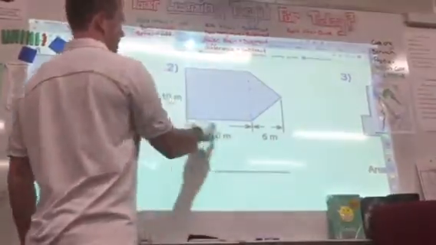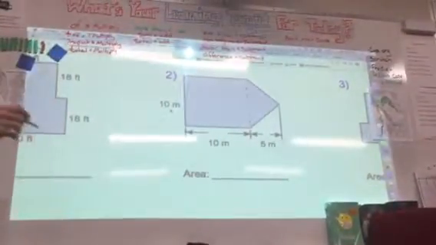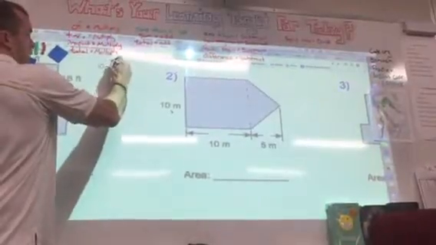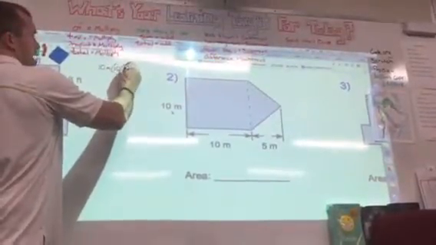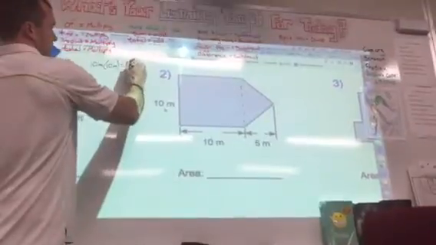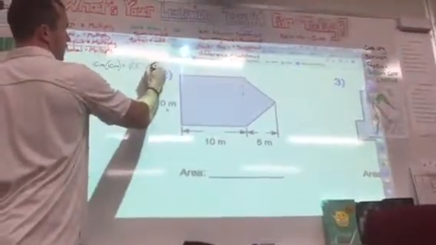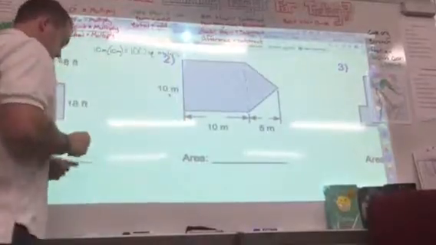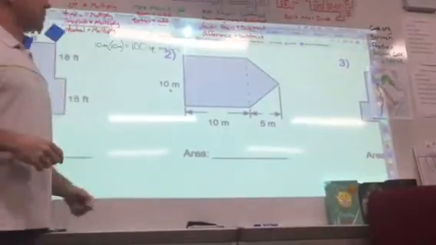We know it's a square because that says 10 by 10. So let's do the square first. I have 10 meters times 10 meters, and that is what? 100. I'm going to write it differently this time. Square meters. Boom. That was easy. And then you gotta do 10 times 5, I think.